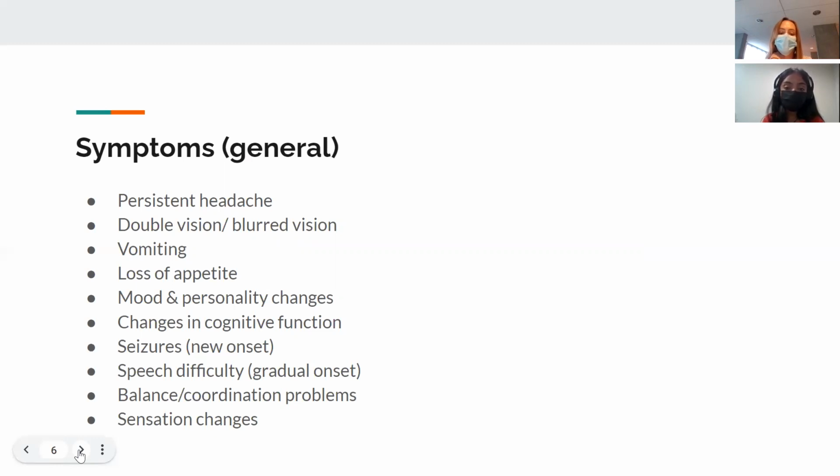So there's also new onset seizures. This isn't a symptom if you've had seizures before the tumor. Also speech difficulty, balance and coordination problems, and also changes in sensation. And while some of these symptoms might seem kind of vague, like how I kept just saying changes, remember that's because there are so many possible changes that could happen. For instance, mood and personality changes. You could become less social, more irritable, decision making is more difficult, and many, many more.